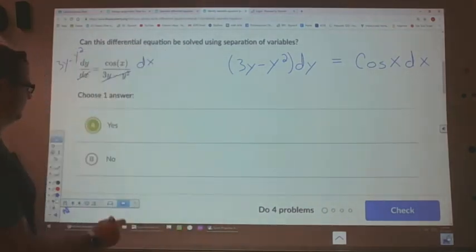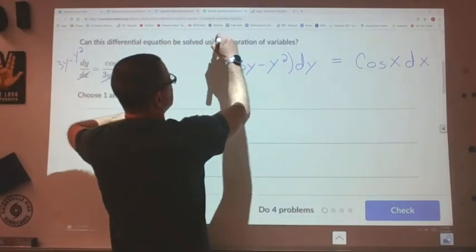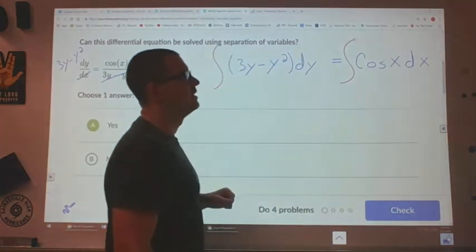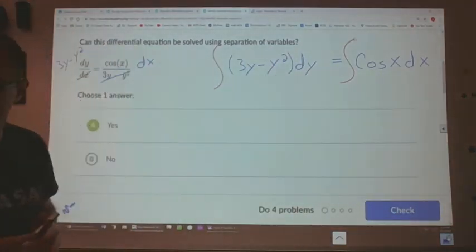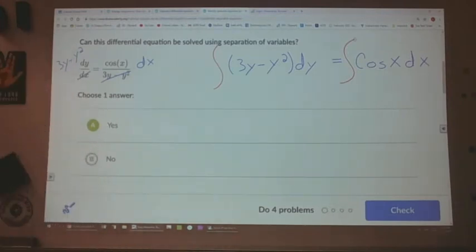In fact, you can probably figure out this is the isolate part of the problem. Our next part would be to integrate both of those, which would get rid of the dy and the dx, and then we would solve for y in this particular case. So yes, it is. You can do this by separating the variables.